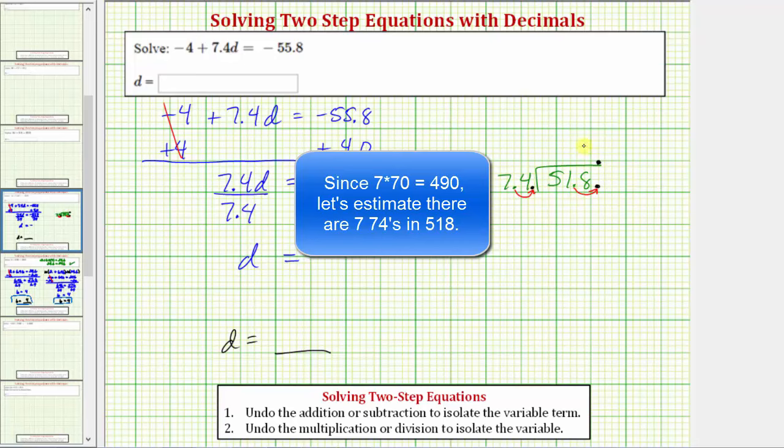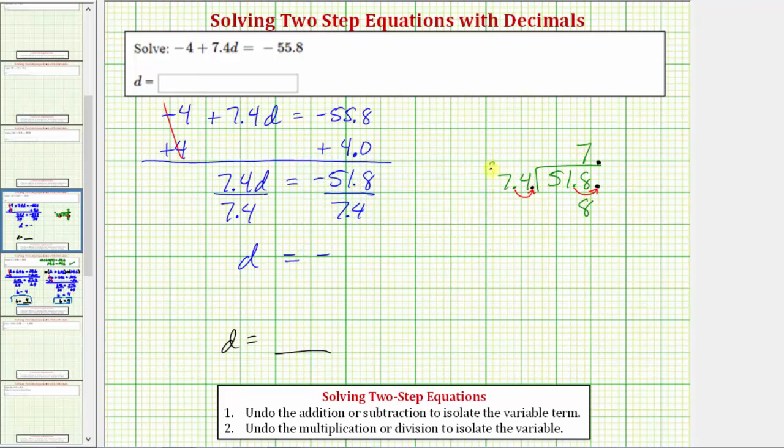I think there are 7. 7 times 4 is 28. From an exchange with the 2, 7 times 7 is 49 plus 2 equals 51. Notice how there are exactly 7 74s in 518 because 7 times 74 is 518. Subtracting, the difference is 0, and therefore this quotient is 7. But remember, our original quotient was a negative divided by a positive, so our solution is d equals negative 7.